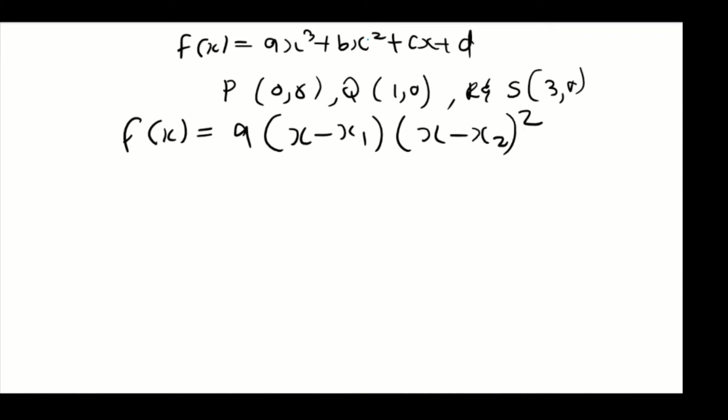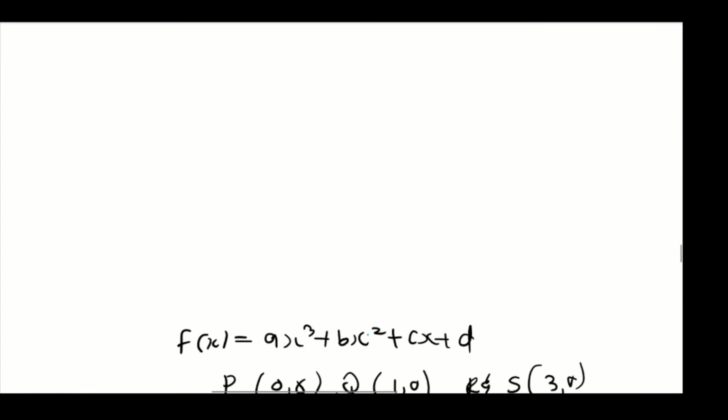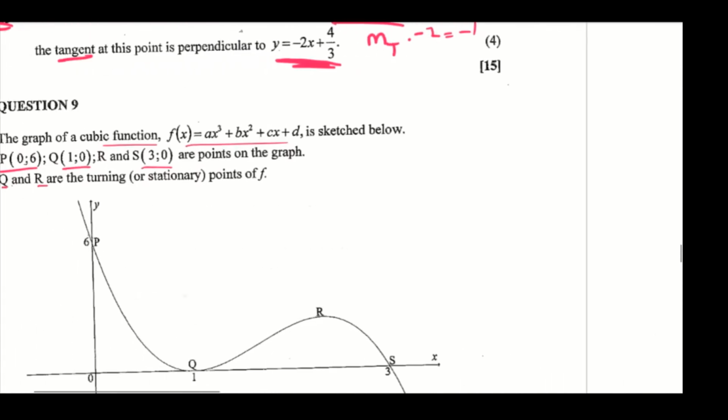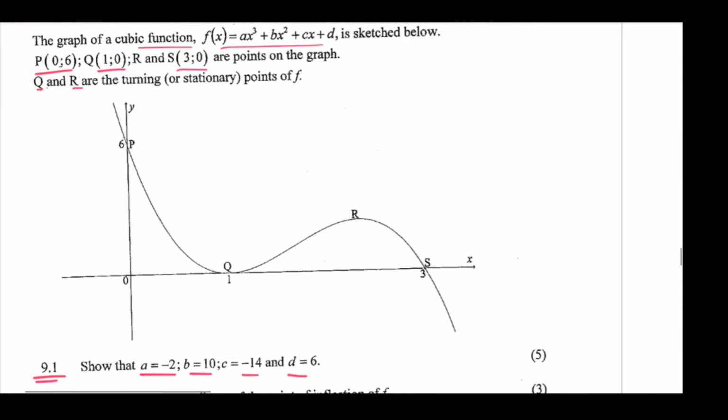So why am I saying x minus x2 squared? It's because if you look at the graph, the graph has an intercept here at x equals 1, right? That intercept is also the turning point. Hence, you have to say x minus x2 squared. You have to square that. That square means that it has a turning point and an x-intercept at that point.